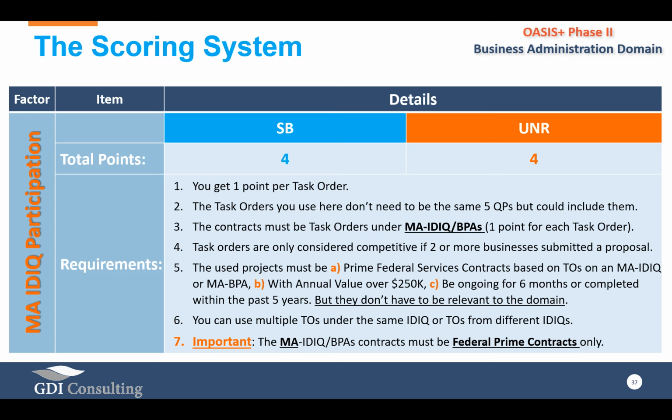Now, it's important to understand that they do not have to be relevant to the business administration domain. Maybe you did a contract in finance. Maybe a task order towards finance. Maybe the task order was about marketing, whatever. All are acceptable. So you don't have to prove that it's relevant to business administration domain.